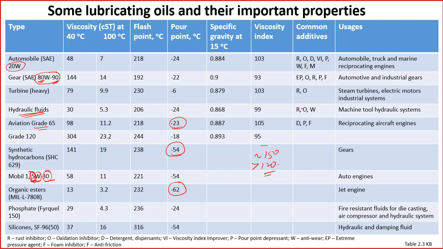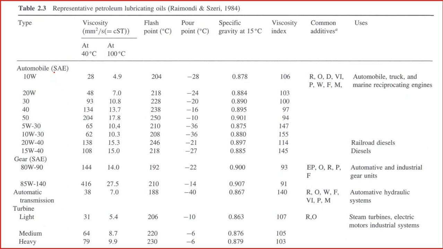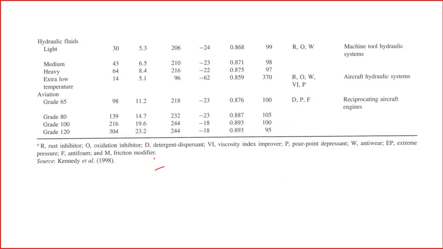These are the symbols, which mean R means rust inhibitor, O means oxidation inhibitor. So they all contain some additives, and these synthetic ones also will contain additives to improve their performance. Another list of different oils within automobile oils. So there are many different types of oils. When you buy oil for your car, you have to see which oil you are using. For low temperature application, like in winter in cold countries, you will need higher, going as low as possible. And again, this is similar data to what I have just shown you, and the common additives. So these data will in some way help you understand which oil should be used for any particular application.